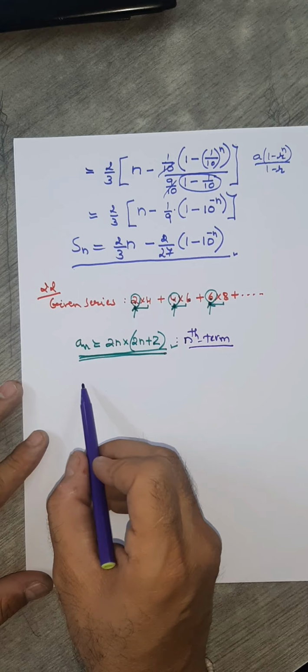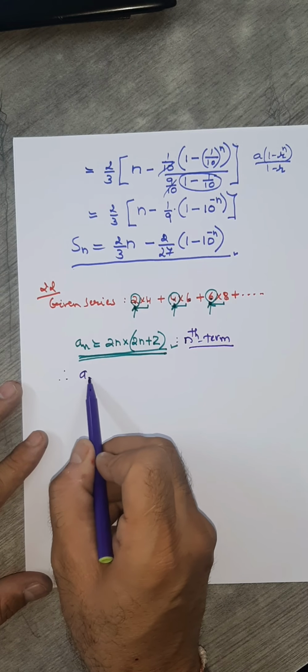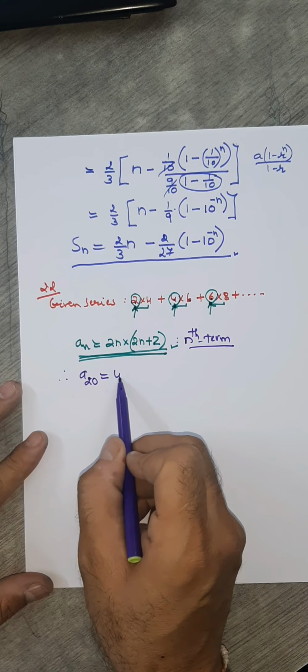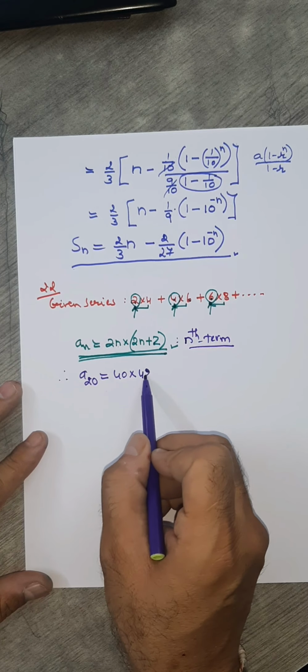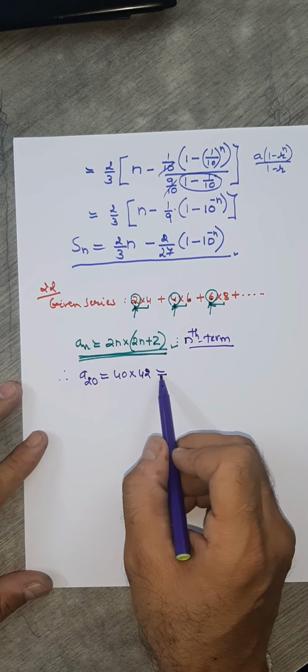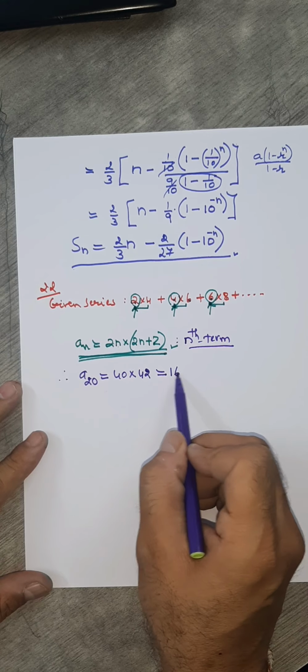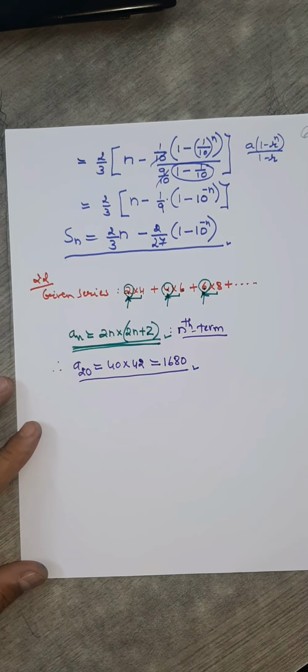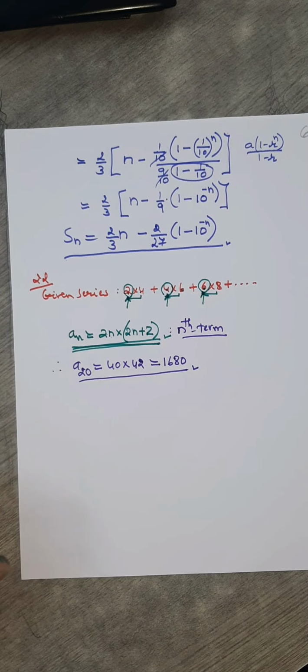You are asked for the 20th term. So put n equals to 20. So 2 into 20, which is 40, into 40 plus 2, which is 42. So this would be finally 1680. That's the required term here. The important one is this an, and then we have just placed n equals to 20.